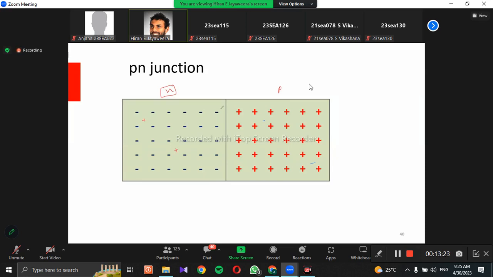Now, when you look at the boundary here, in the boundary on your left, what can you say about the free electron density? Is it high or low?